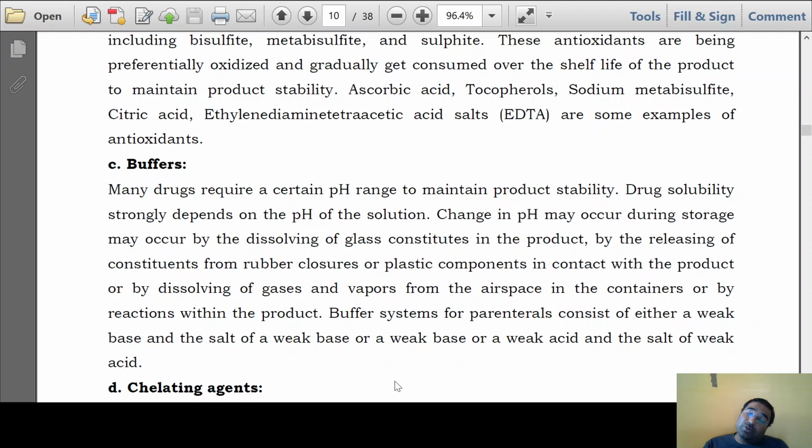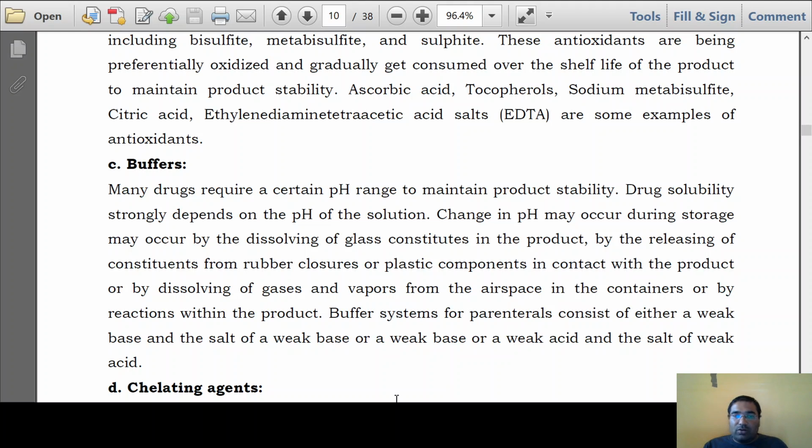In order to maintain or increase the stability of the product or drug, the pH of that particular dosage form should be maintained. Drug solubility strongly depends on the pH of the solution. Hence, if there is a change in pH during storage, the drug may deteriorate, the product may not remain stable, or drug solubility may decrease, and all these processes may lead to less and less stability of your product. So to avoid this, buffers are generally used.